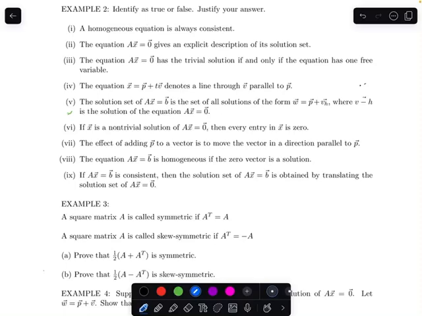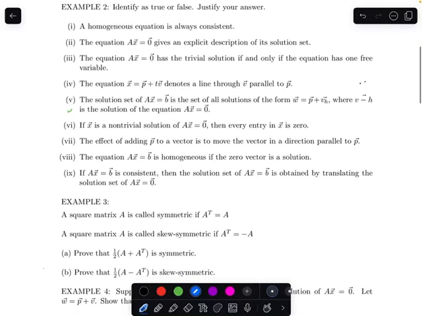Now, we did example 1 in the previous video. So example 2 is: identify as true or false and justify your answer. The first one is: a homogeneous equation is always consistent. That is true, right? So we'll put a T in front. True, and the reason is that the trivial solution is always present. The trivial solution is always a solution of the homogeneous equation, and hence it is always consistent.